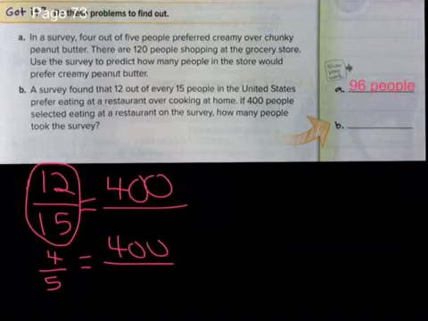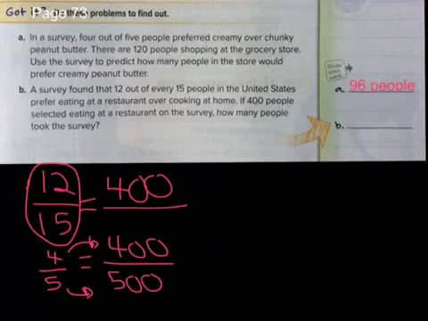Now I can try to solve it. What did I do to the 4 to make it 400? I must do the same to the 5. So I just simply multiply by 100. And there is my missing number right there. Therefore, 500 people were surveyed.